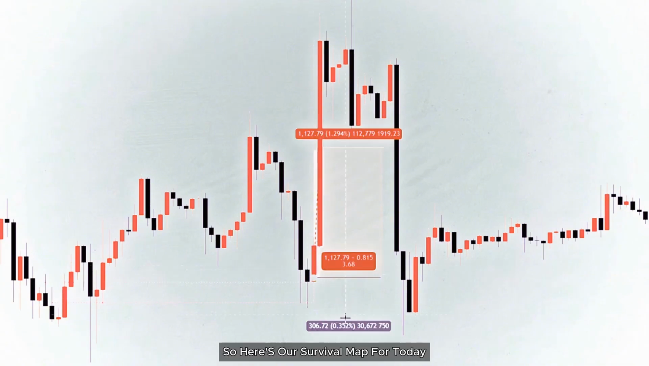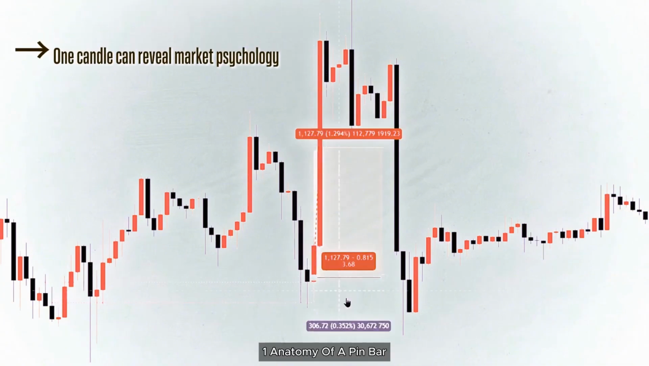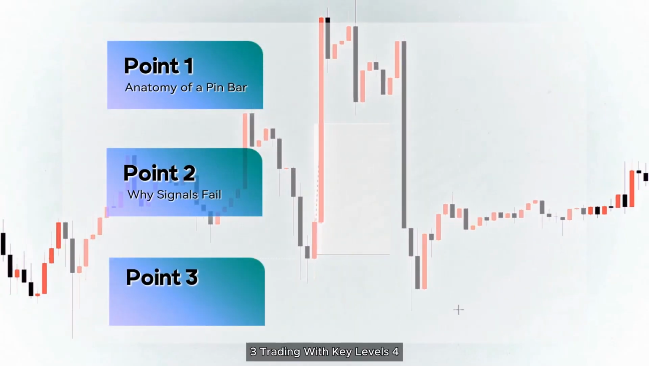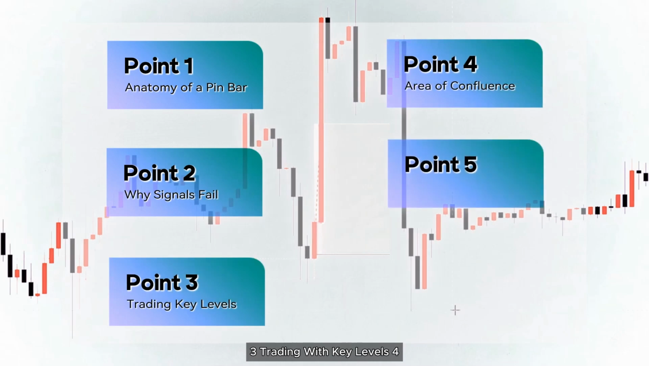So here's our survival map for today. 1. Anatomy of a pin bar. 2. Why pin bar signals fail. 3. Trading with key levels. 4. The area of confluence. And 5. Risk management and targets. Let's start with step 1.